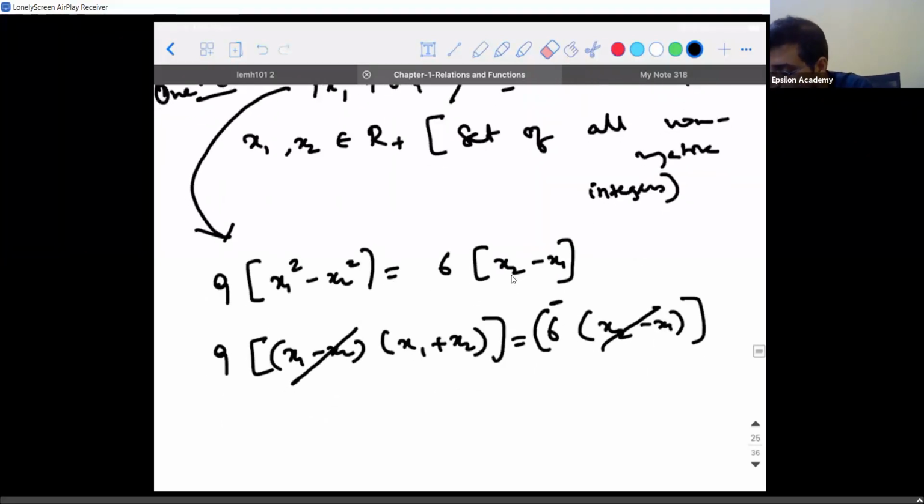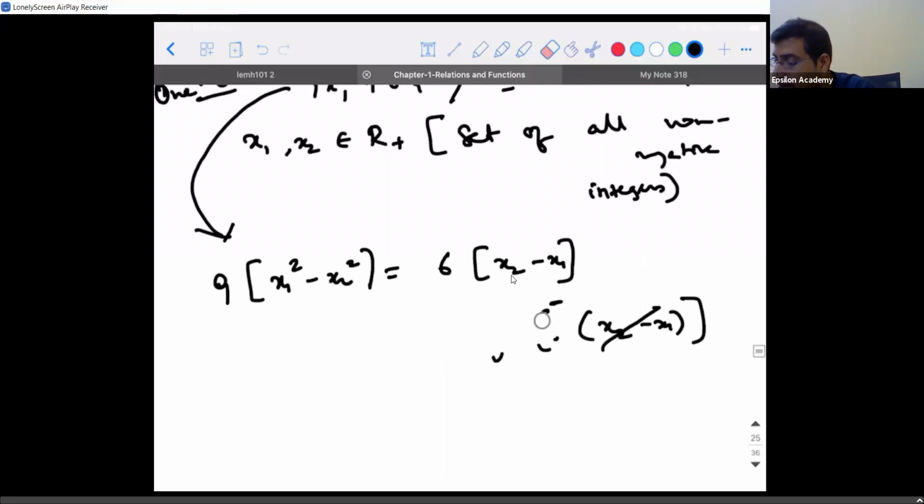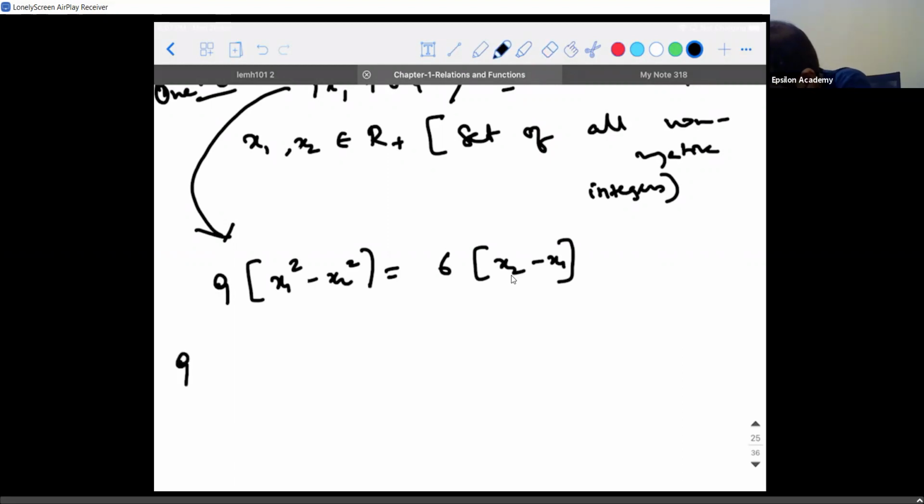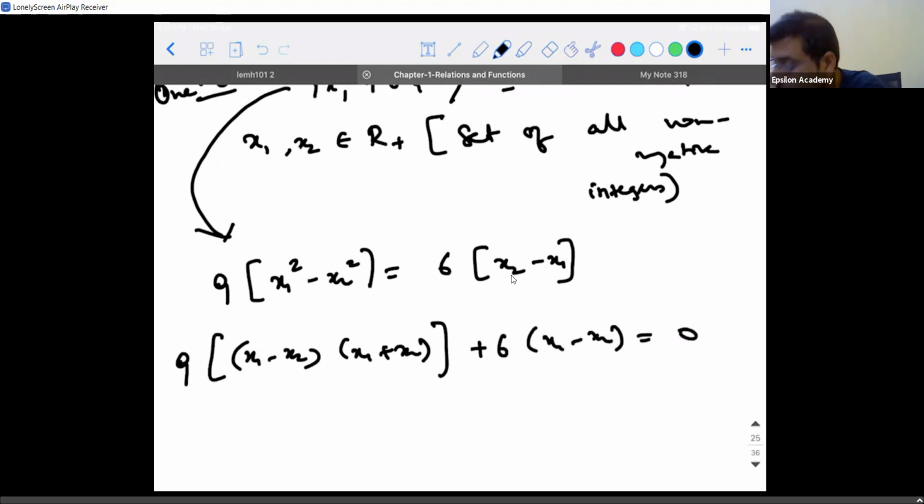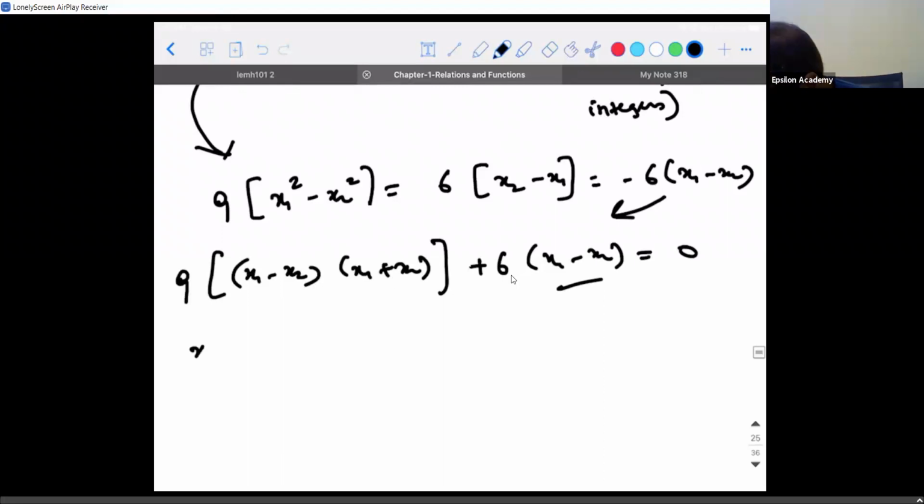Okay, I'll do one thing. I cannot cancel it like this because x1 and x2 can be 0 also. It was my mistake. 9(x1 − x2)(x1 + x2) + 6(x1 − x2) = 0. Did you understand what I did? Yes, sir. Why did I write plus 6(x1 − x2)? Because this is −6(x1 − x2); when it goes to the other side, it becomes plus. So what is common from both? (x1 − x2).